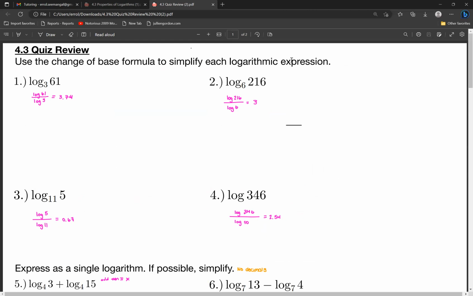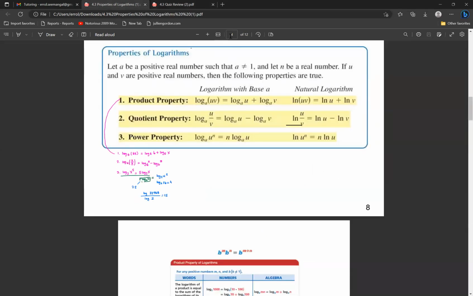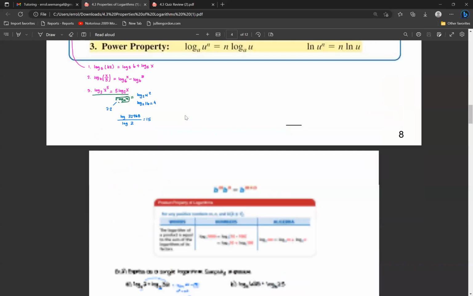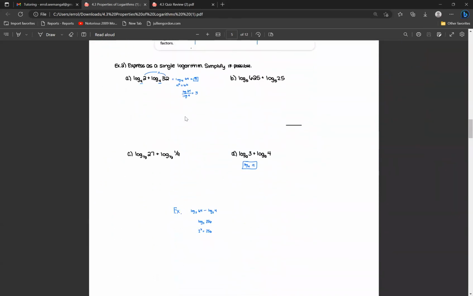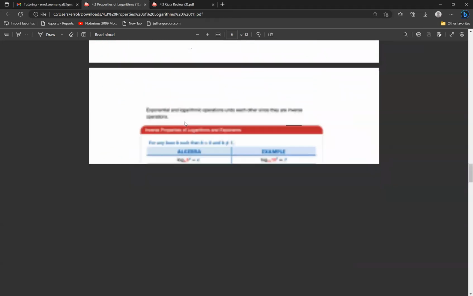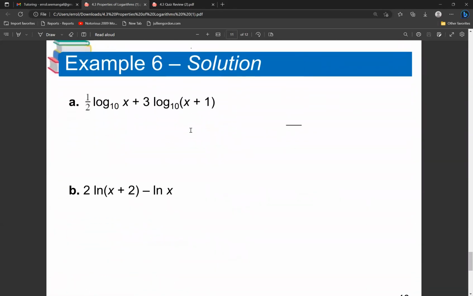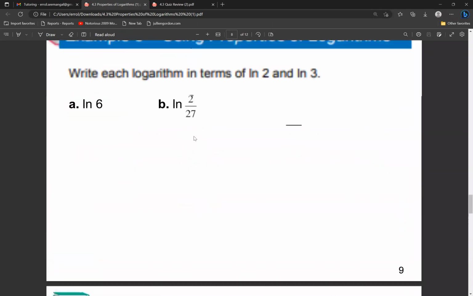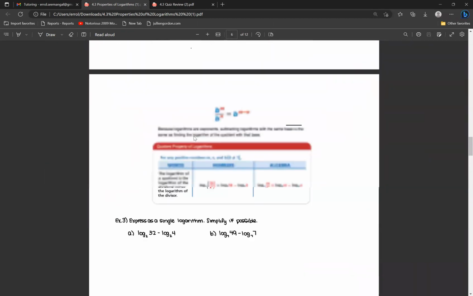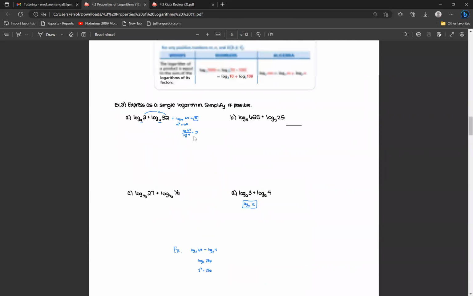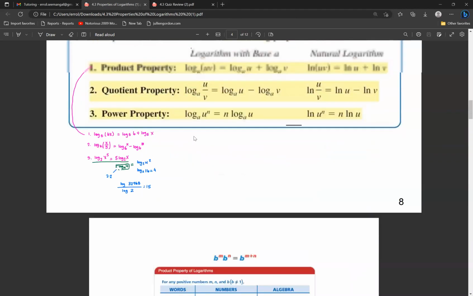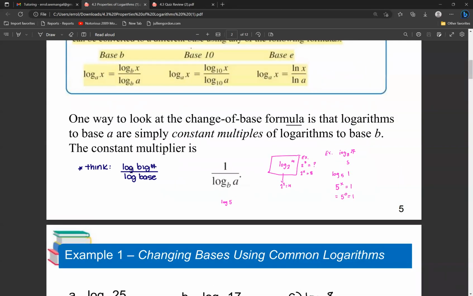Okay, I was looking at your notes right here from the other day, and they're saying something about big number and little number or something like that. Where was it? Maybe at the top. Yeah, right here. Think log big number over log base number. So just follow that exact thing. Log big number over log base number.